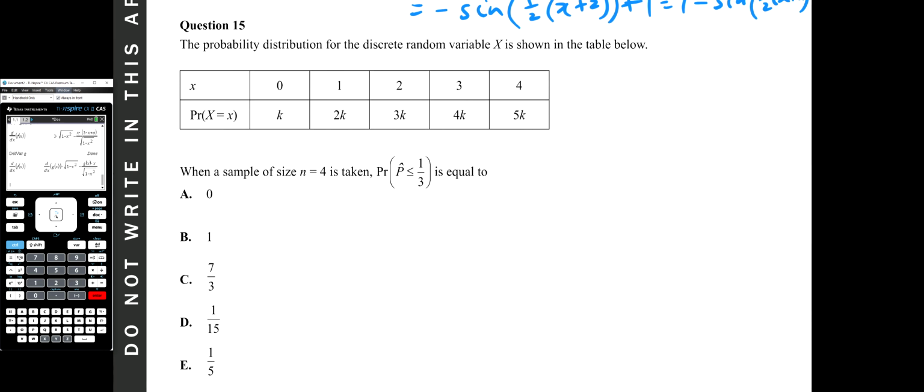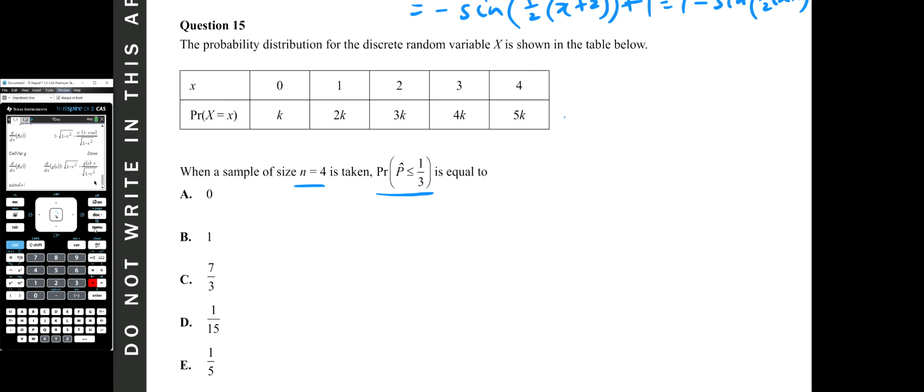Question 15. We've got another discrete random variable, and we've got a table here. So we have a sample of size n equals 4. We want the probability that the sample proportion is less than or equal to 1/3. And if you notice, all the options are numerical, whereas the probabilities are all in terms of k. So first thing we'll do is find the value of k. We'll do that using the calculator. Menu 3, 1 for solve.